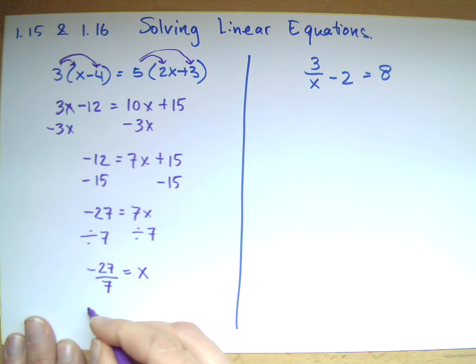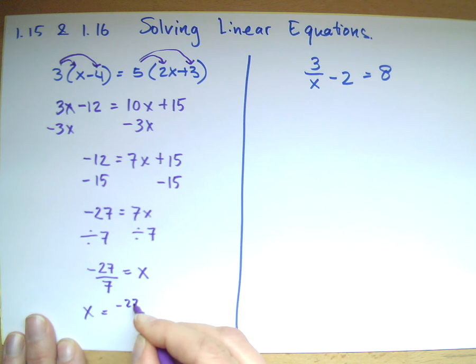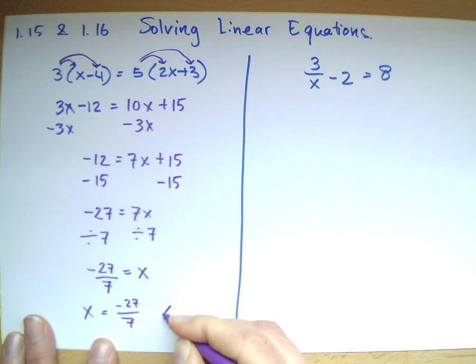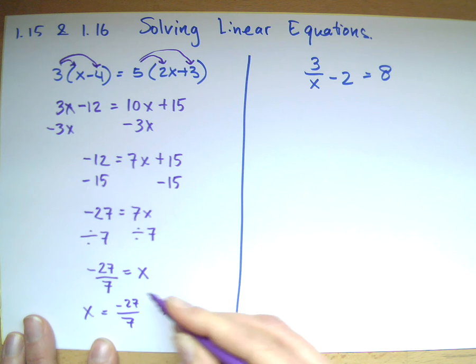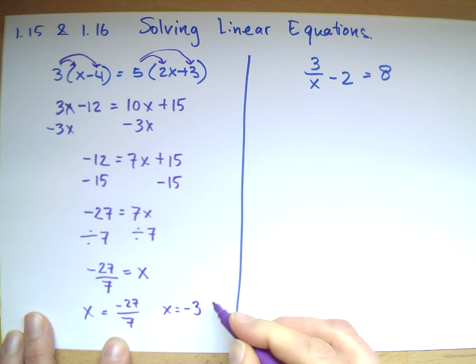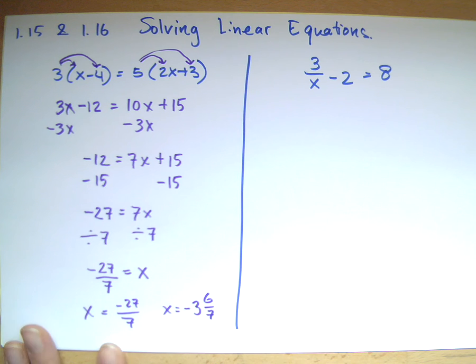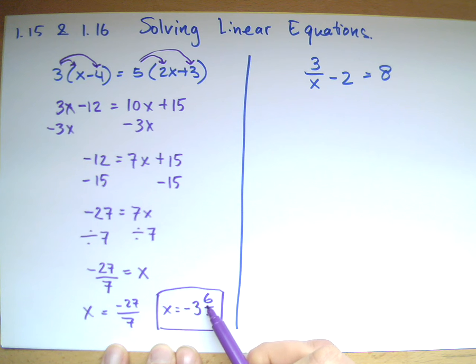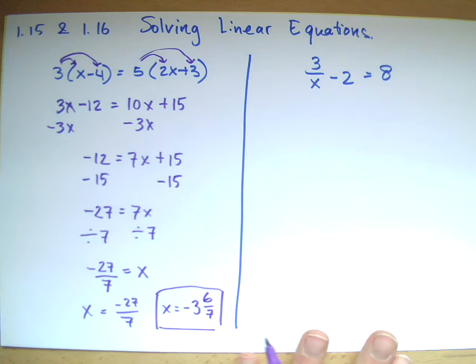I like to turn it around. Let's do that first. X is -27 over 7. This is an improper fraction. We can take whole ones out of there because there's 21 sevenths in there. So x is, it's going to be a negative number. 3 whole ones, 21 sevenths is 3. And then we have 6 sevenths left. So this -3 and 6 sevenths is the value of x in this equation.